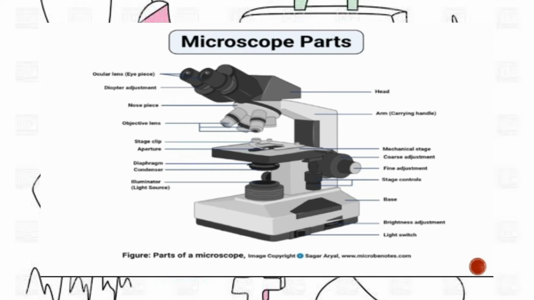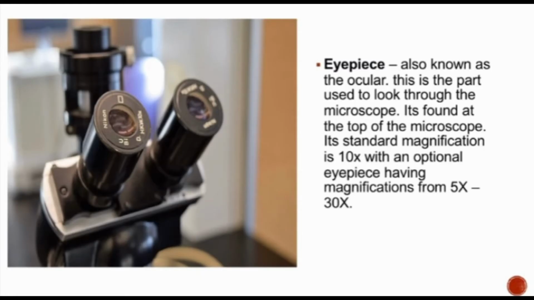So now I'm going to discuss their functions. First is the eyepiece, also known as the ocular. This is the part used to look through the microscope. It's found at the top of the microscope. Its standard magnification is 10 times, with optional eyepieces having magnification from 5 times to 30 times.